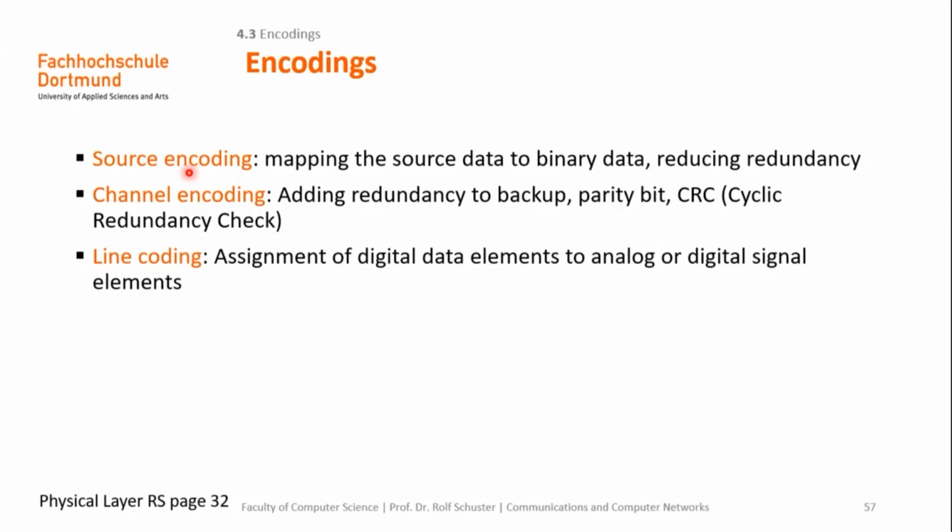The channel encoding, that is when we add redundancy to the source information, for instance, in order to detect errors and implement some kind of retransmission method. And finally, the line coding or modulation coding, when we assign the data to the symbols that will be transmitted across the media.